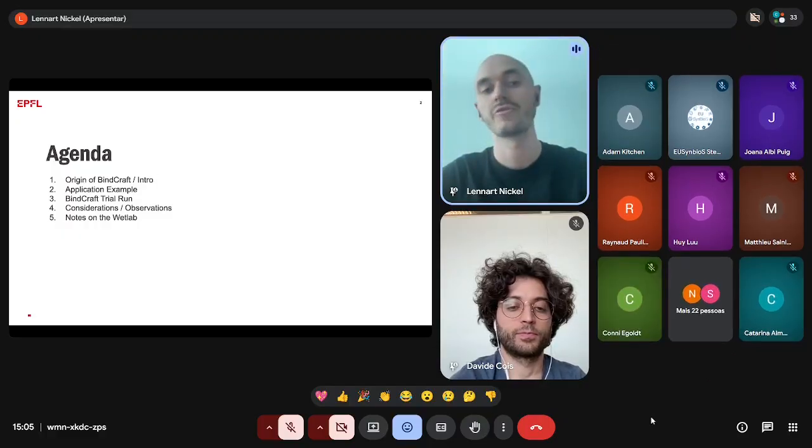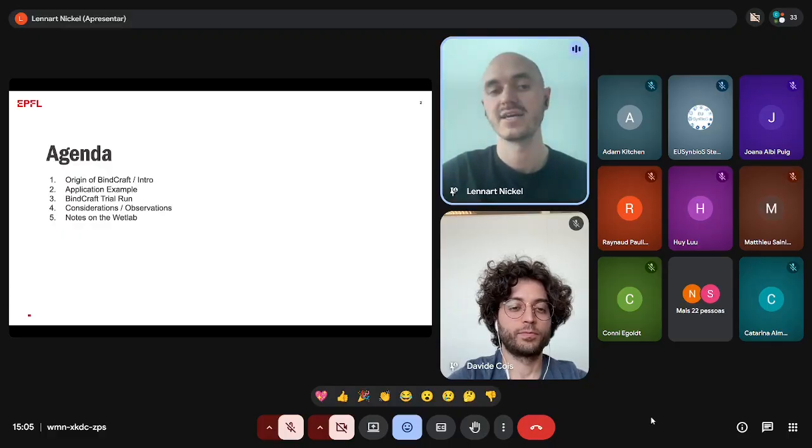And then we will go through a few considerations and observations that we have been making post-hoc when we ran all these design campaigns. And because I'm actually mostly a wet lab scientist by training, I will also give a few notes on the wet lab for the people that come from the other side and maybe want to bring the first few designs into a real experiment.